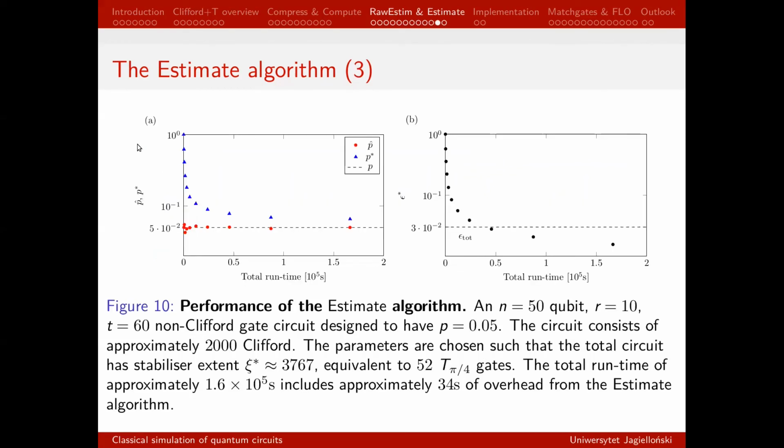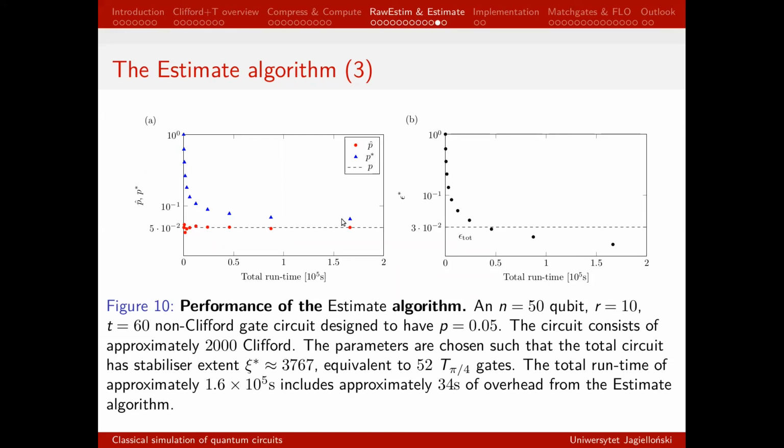Here are some plots. Each red dot is its current best guess of what the probability is. The dashed line is what the probability actually was; we knew the probability already. And the triangles are the upper bounds it manages to give each time. So it gets increasingly tight upper bounds on the probability over time.